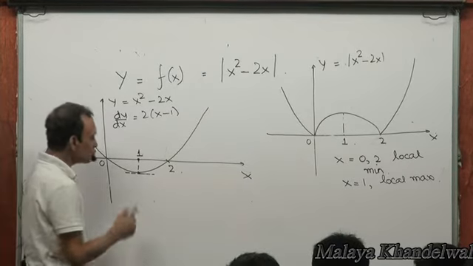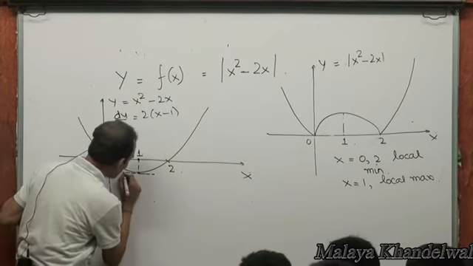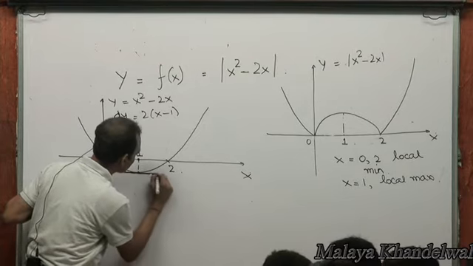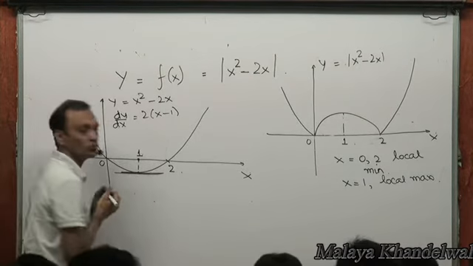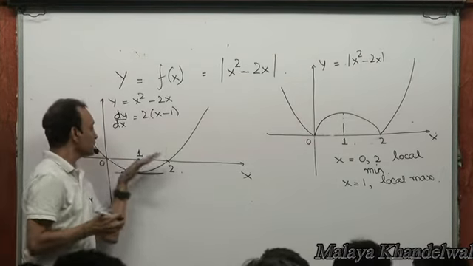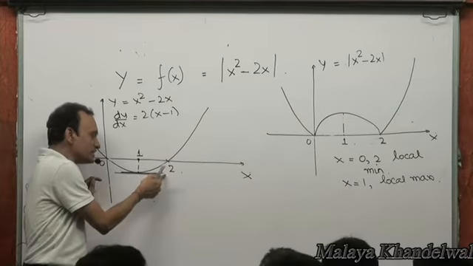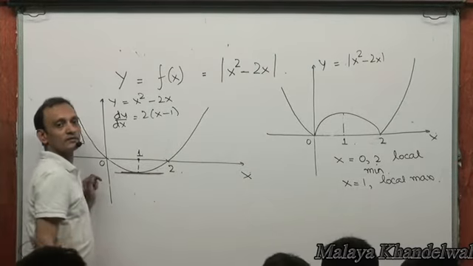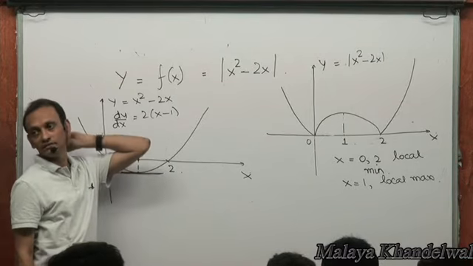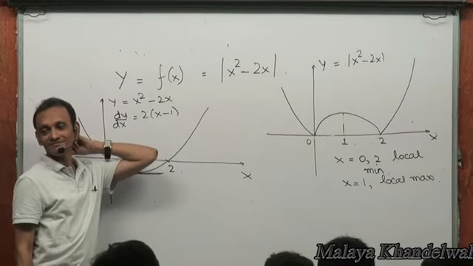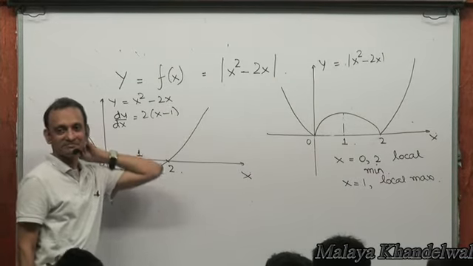Tangents have two slopes? No, my friend, the tangent has only one slope. This is the tangent, this is the only slope. This is the left hand tangent, the tangent to the left of 1. This is the tangent to the right of 1. But the tangent at 1 is this only. Right? Got me?